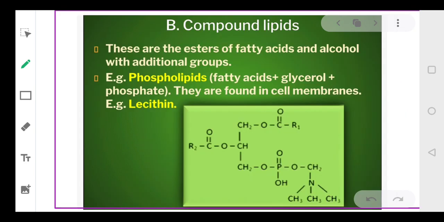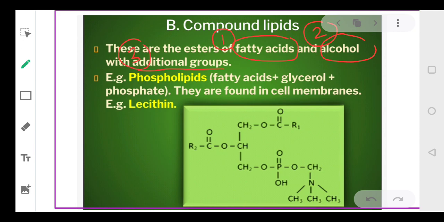Now coming to the second category of lipids, that is called compound lipids. Okay, compound lipids. See, in case of simple lipids we had two components. One was fatty acid, another is glycerol. In compound lipids we have three components. One is fatty acid, second is your alcohol like glycerol, and third, some additional group will be present.